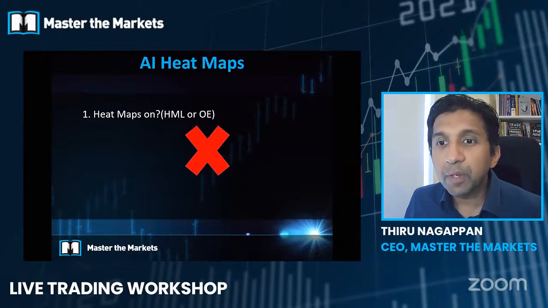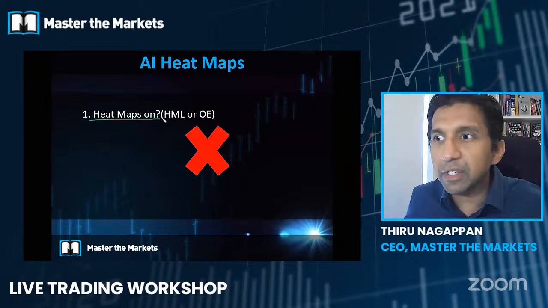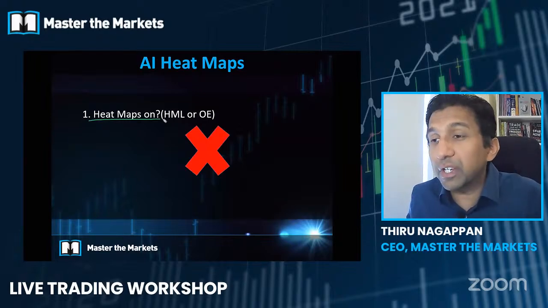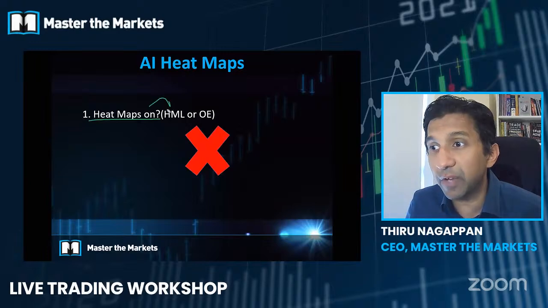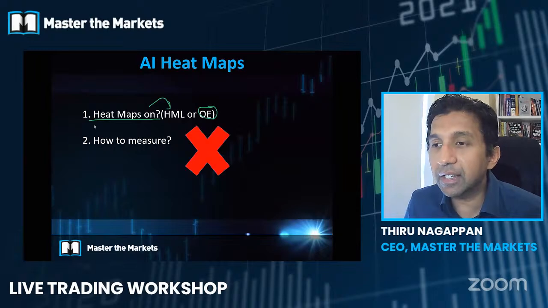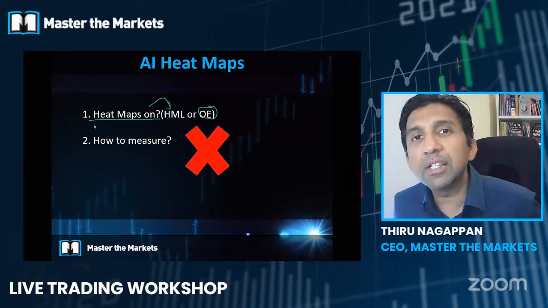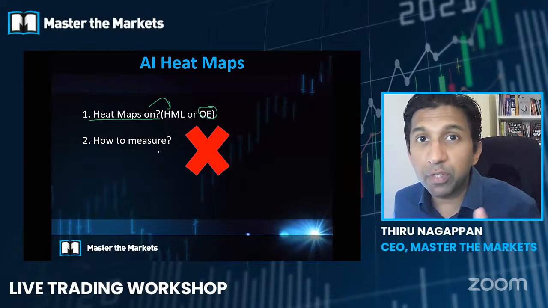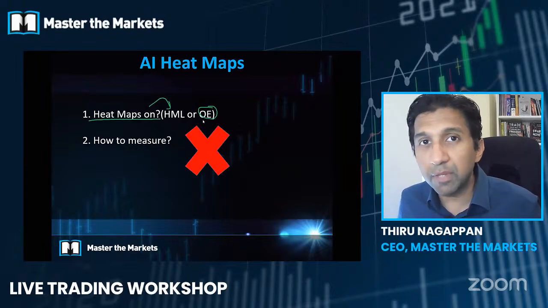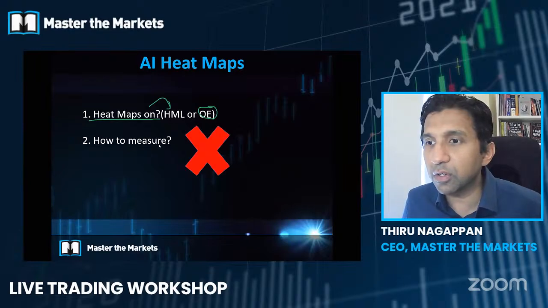The first thing is people don't understand that when they want to create heat maps, they just create them randomly. So they don't know what to create the heat maps on. I'm going to show you the heat maps that we created on this HML factor, or what we call the OE factor. And then the second thing is how do you measure this HML factor or the OE? Those of you who've been following us for quite some time would know what the OE means, but I'll give you some reference videos later on as well.